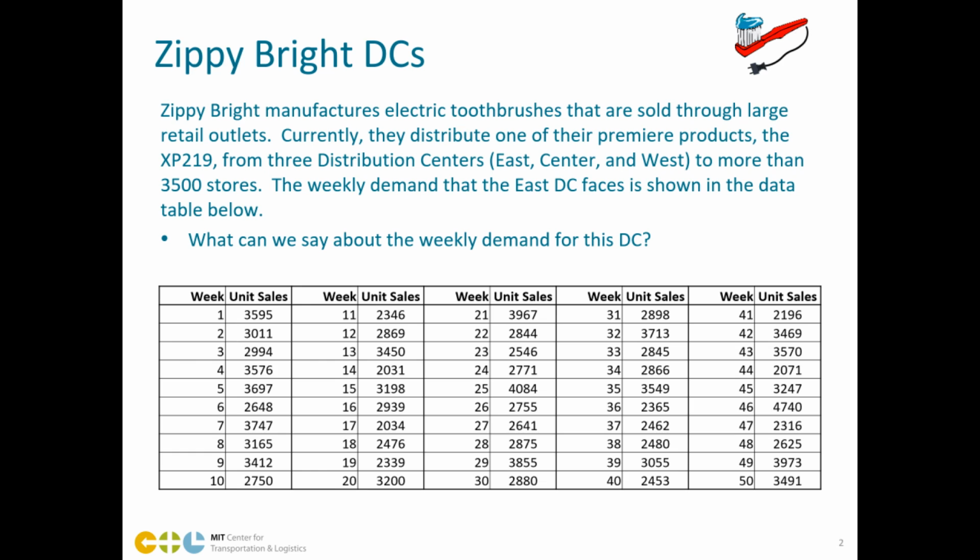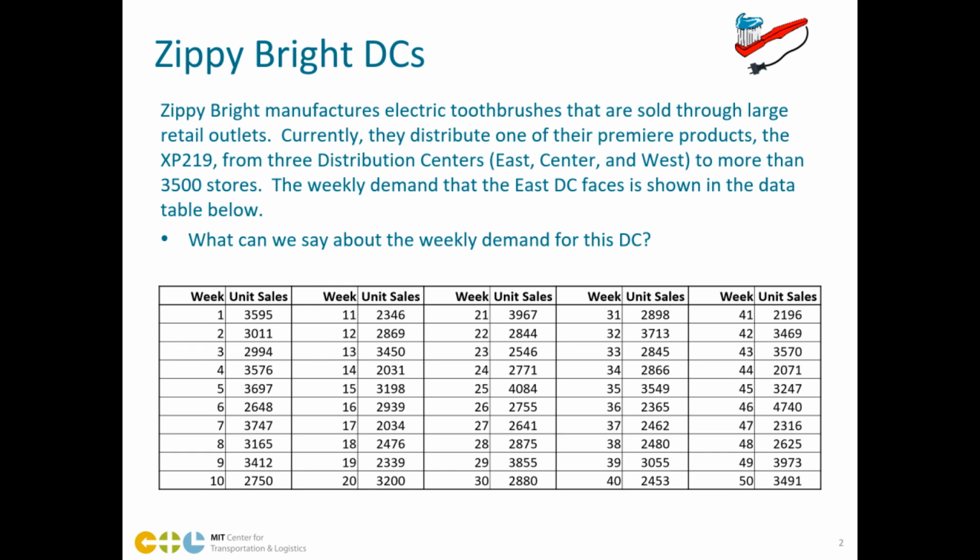And in the eastern distribution center, they serve 3,500 stores. And what I'm showing in this data table is the weekly demand or sales of the XP219 for each week for the Eastern DC. And so the question is, what can we say? How can we characterize this distribution? What can we say about this data?